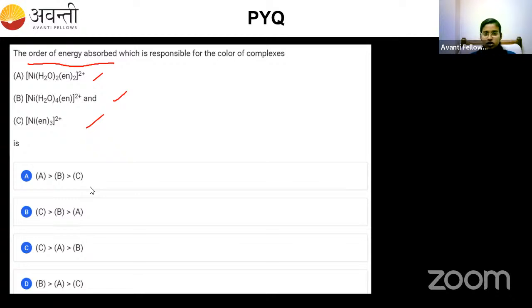Can you find out the answer for this question? I will give you some 30 seconds to solve this question. Let us see who is going to give the correct answer. I am waiting for your answer, students. You need to give me the answer first, then I will ask you the question why. So you need to be prepared for giving me the explanation also. Which option is correct? Which compound will absorb more amount of energy?